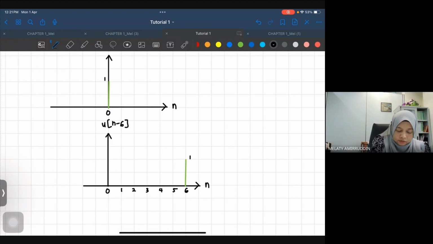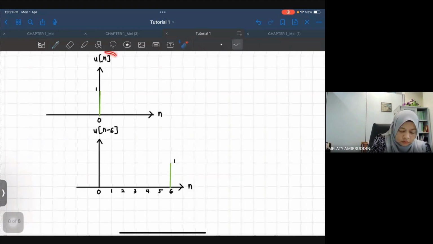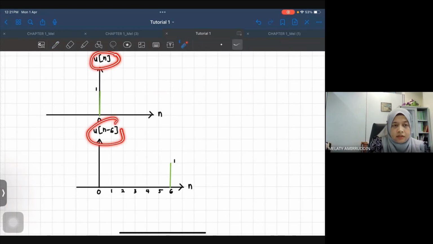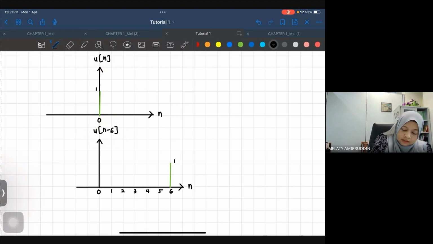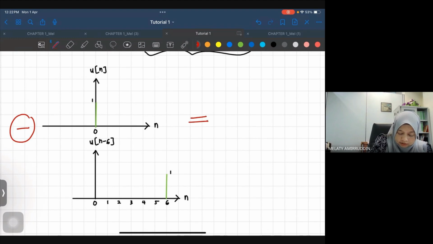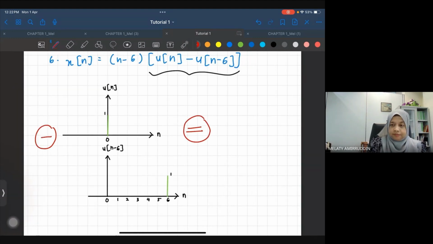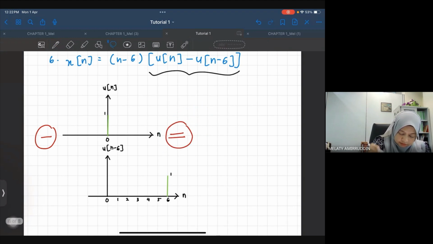So you have two signals here, signals u[n] and u[n - 6]. You need to subtract the signal. Minus. Okay, this is the answer.